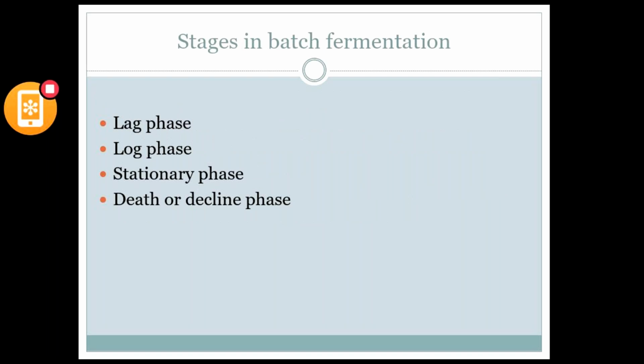Stages in batch fermentation. Once the microorganisms start growing, from their birth to death, we can classify their lifespan into four stages: lag phase, log phase, stationary phase, and death or decline phase. First, we will discuss the lag phase. In this phase, the microorganisms utilize the media and grow. That means their cellular size increases, but the cell number does not increase.